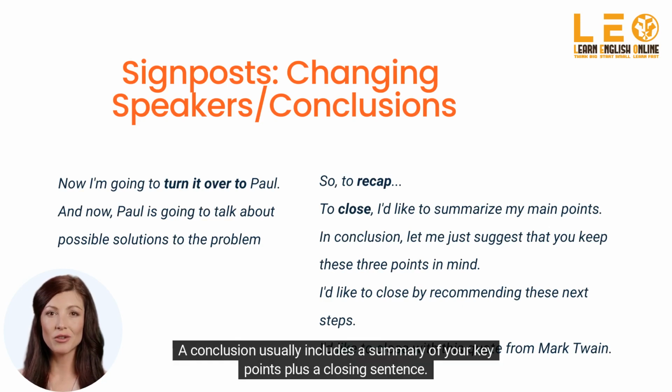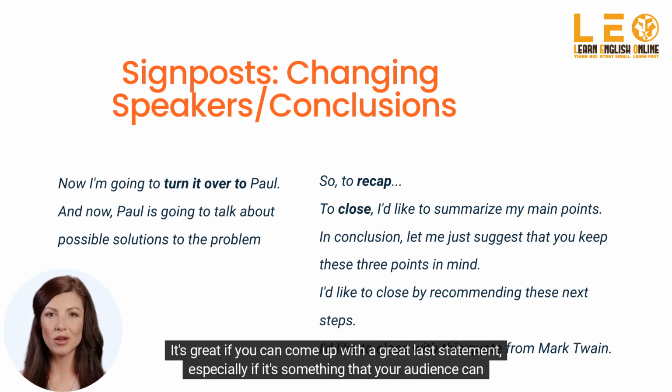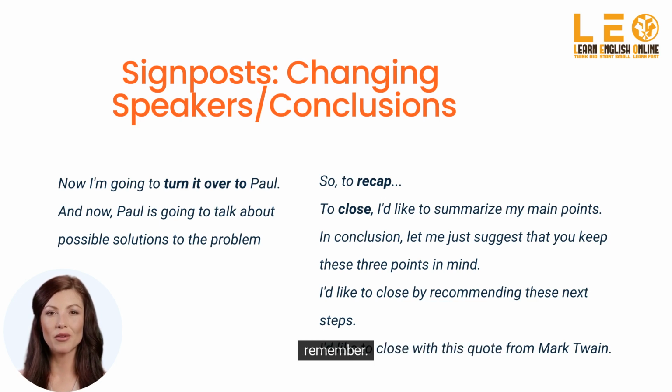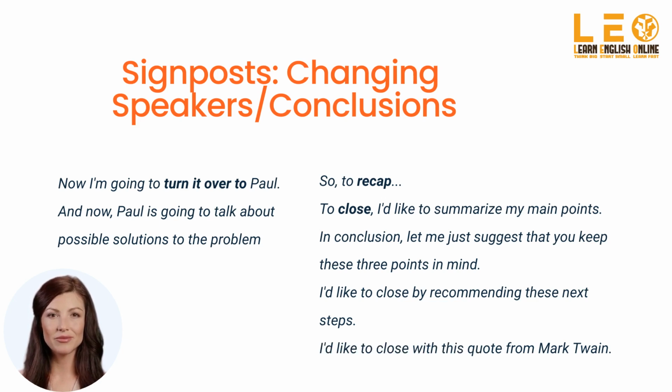A conclusion usually includes a summary of your key points plus a closing sentence. It's great if you can come up with a great last statement, especially if it's something that your audience can remember. Transitioning to the conclusion usually involves a phrase, something like this.